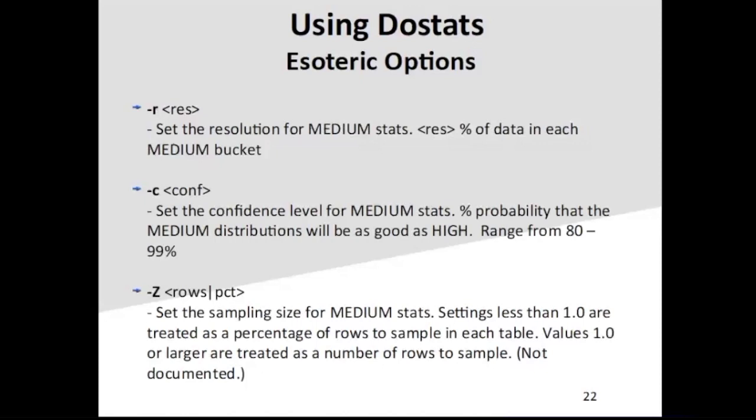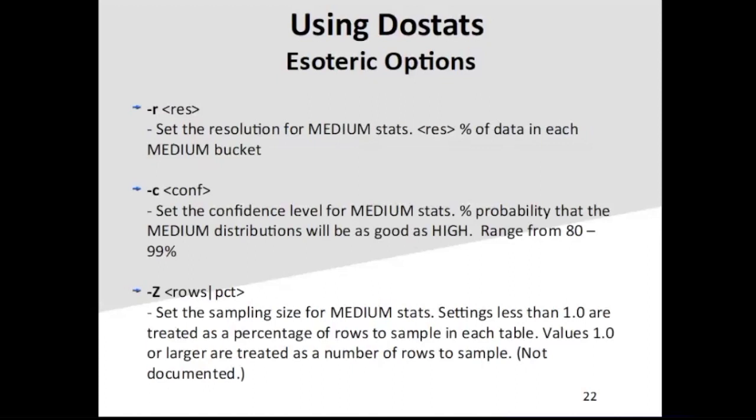Similarly, for medium stats, the --R sets the resolution for medium stats, which defaults to fewer buckets. So rather than go to high for a particular table, you may want to run it with a higher resolution with more buckets so that the data is a little better. You can also change the confidence level, which is the probability that the medium stats are as good as high. The default, I believe, is 90%. You can set it to anything from 80 to 99%. Okay.